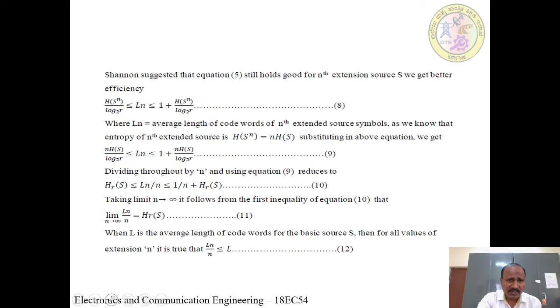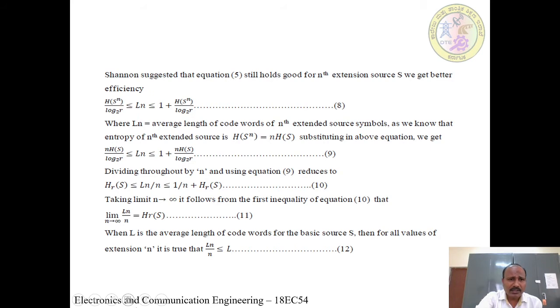So Shannon suggested that equation 5 still holds good for the nth extension of the source, so we get better efficiency. Whenever you go for an extension of the source, we get an improvement: H(S) may be closer to L, or L may be closer to H(S), and we may enhance the efficiency of the source. So H(S^n) divided by log r with base 2 is always less than or equal to L_n, which is less than or equal to 1 plus H(S^n) divided by log r with base 2, where L_n is the average length of the code words of the nth extended source symbols.